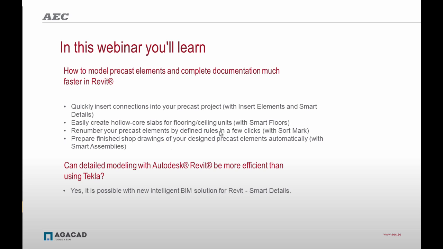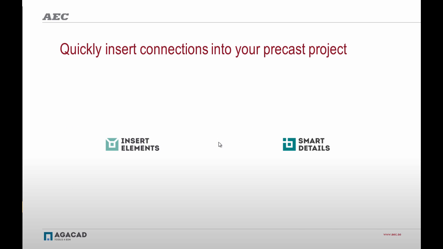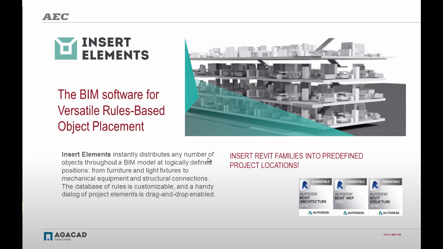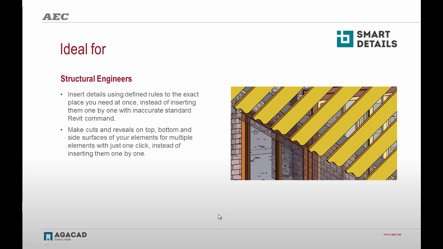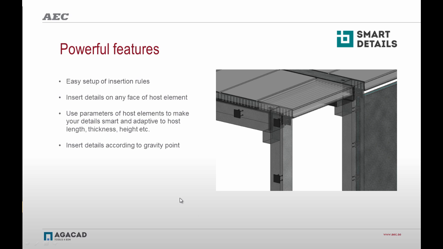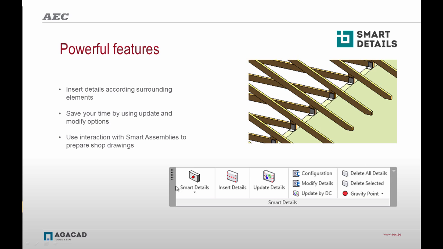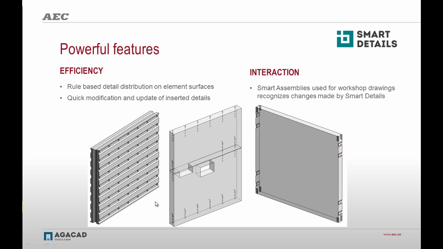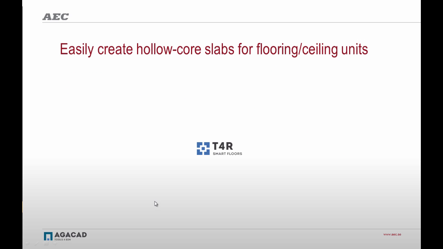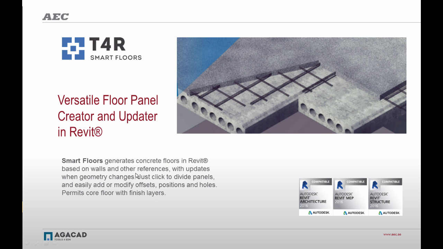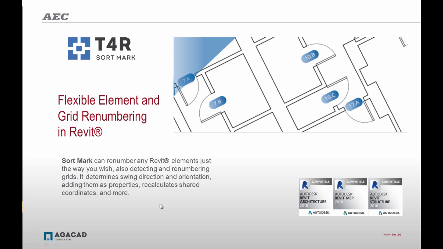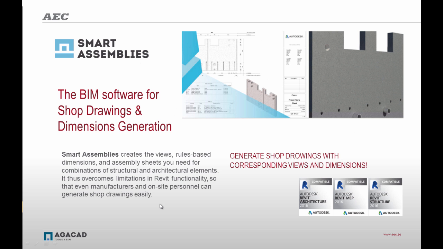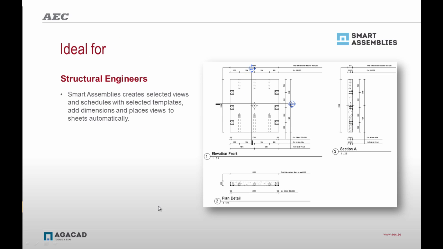Okay, so these are insert element and smart details. I used to insert details to your model. I will just quickly run through these slides because you'll find them in the handouts. You can download them and see descriptions here of the features and tools descriptions. So I will just run through tools, the smart floors, the insert details, then sort mark to sort elements, and how to prepare shop drawings like this with smart assemblies tool.